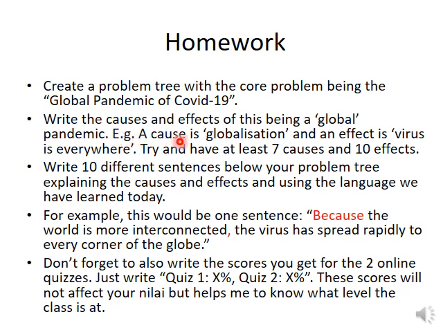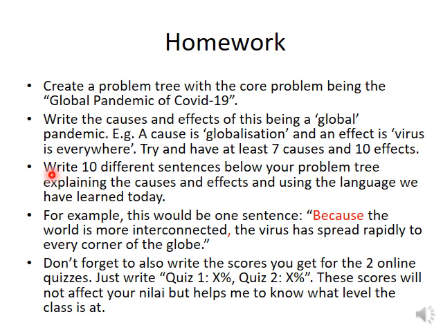Here's an example for you. A cause is globalization. Because the world is so connected, this means that the virus has spread everywhere. An effect of globalization is the virus is everywhere. Try and have at least 7 causes and 10 effects. I want you to write at least 7 causes and 10 effects on your problem tree.